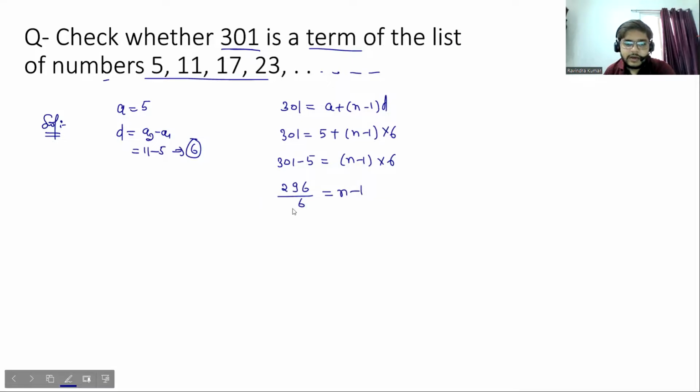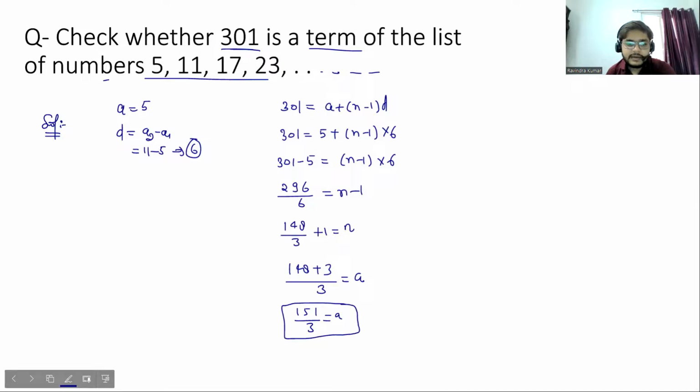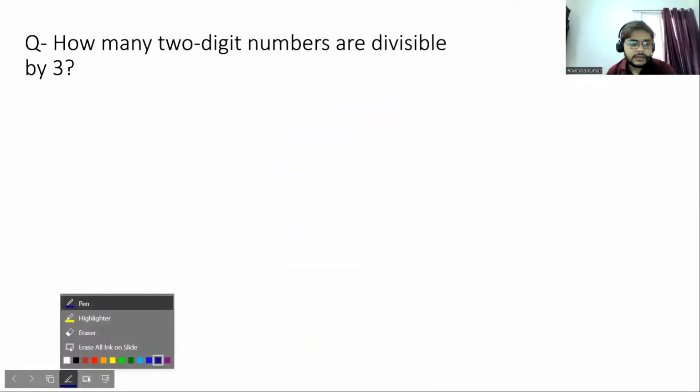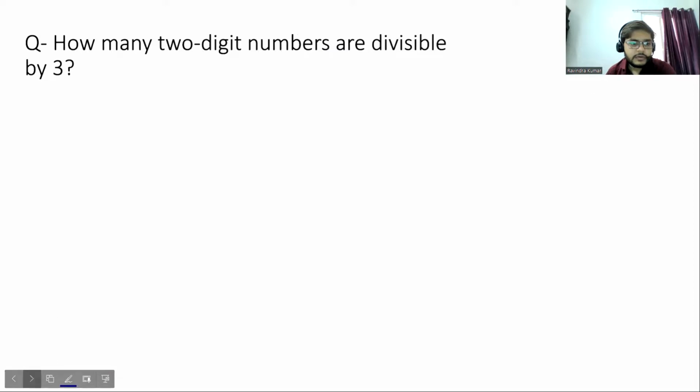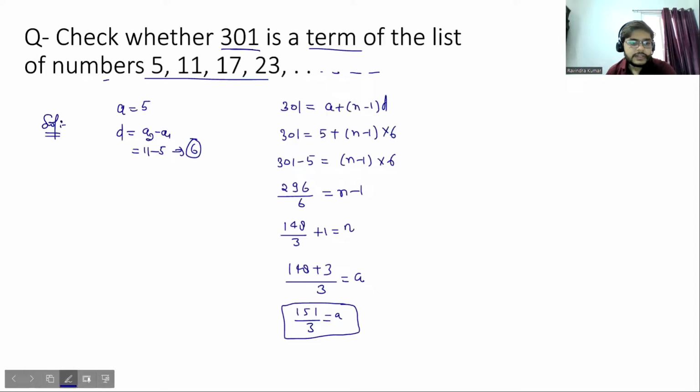Okay, now cancel it out by first 2. 2 ones are 2, 2 fours are 8, 2 eights are 16, and 2 threes are 6, and plus 1 is equal to n. Now do the calculation, sum of fraction. Okay, so it will be 151 divided by 3. So this is our n. This is not a, this is actually n. This was written wrong.